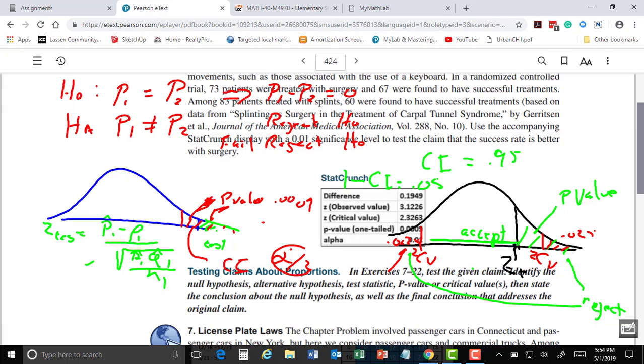So I can tell by looking at the p-value, and I can tell by the confidence interval, how much we want in the tail, whether or not we're rejecting the null hypothesis. We're either rejecting or we're failing to reject. Okay. Any questions? Okay, so let's try one.